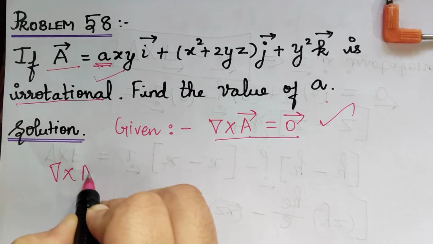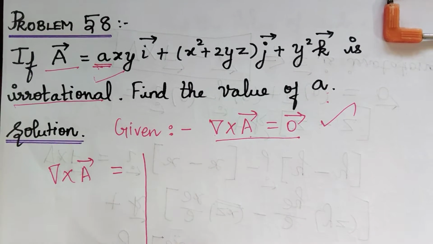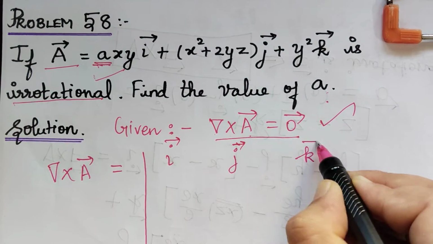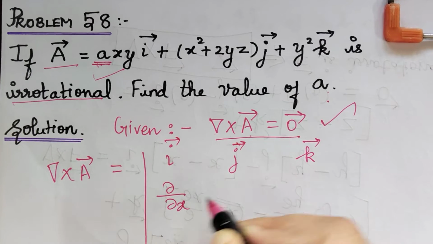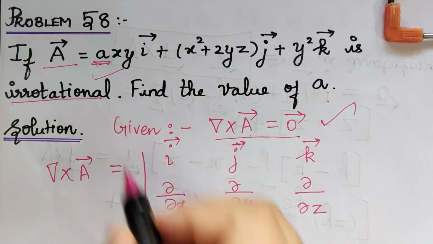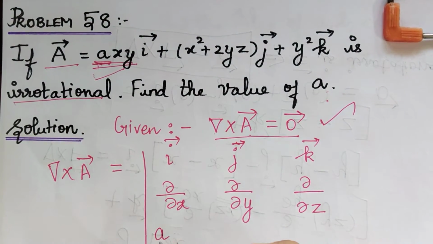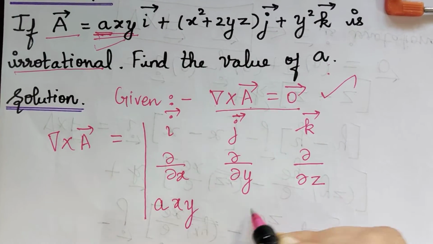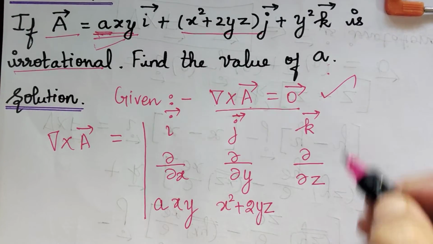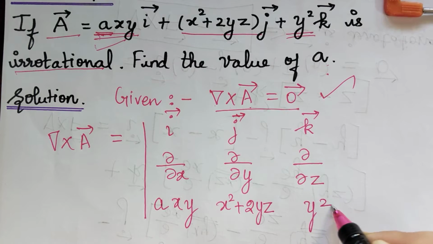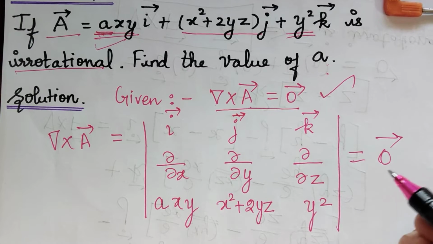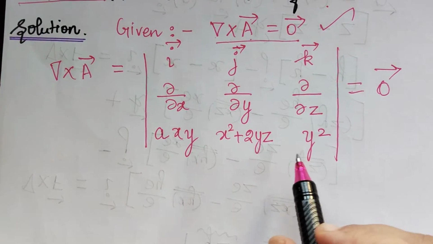We know that del cross A vector is given by the determinant of i vector, j vector and k vector, then dou by dou x, dou by dou y and dou by dou z. And here we have the ith component, which is axy, the jth component, which is x² + 2yz, and the kth component, which is y². Now it is given that this determinant value is equal to 0 vector. So now we shall find the determinant value.